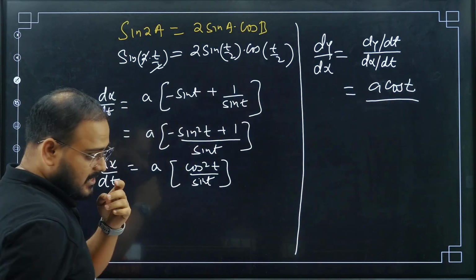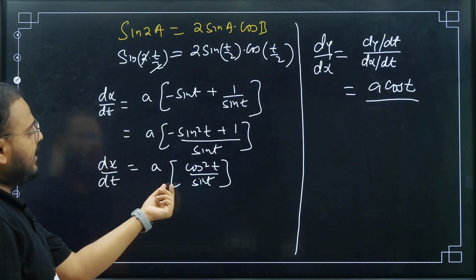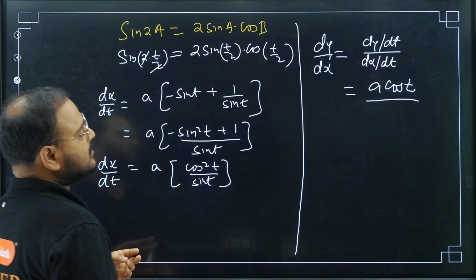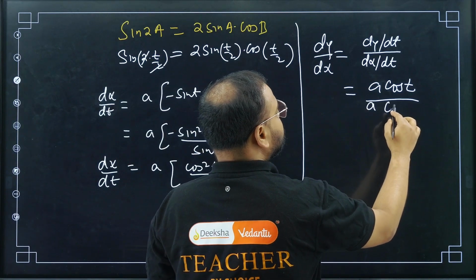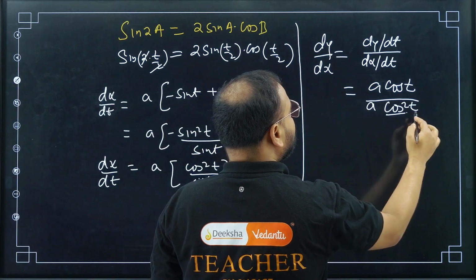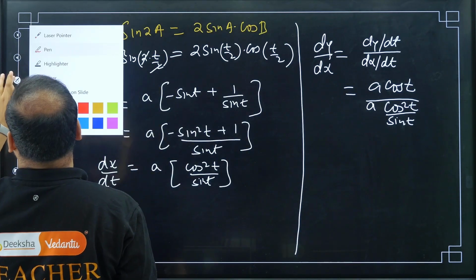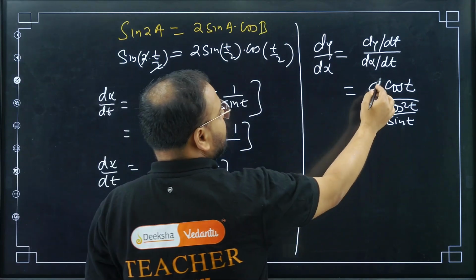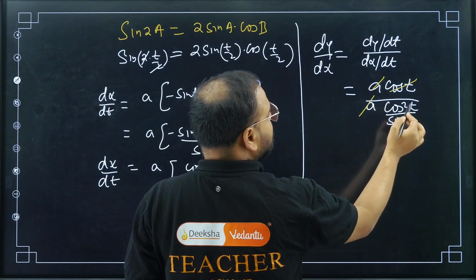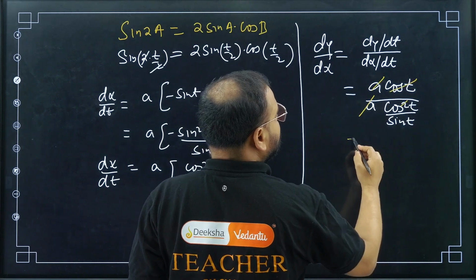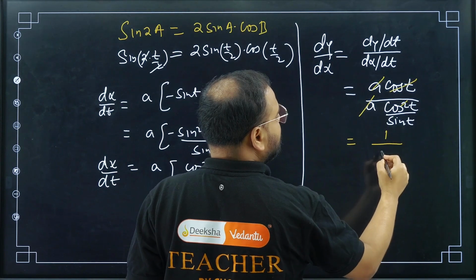What about my dx by dt? Look at here, a cos square t by sin t. How will this pan out? Let's check. So a and a will cancel, and this cos will cancel one of the cos. Okay, so simply it can be written as 1 upon cos by sin is how much?